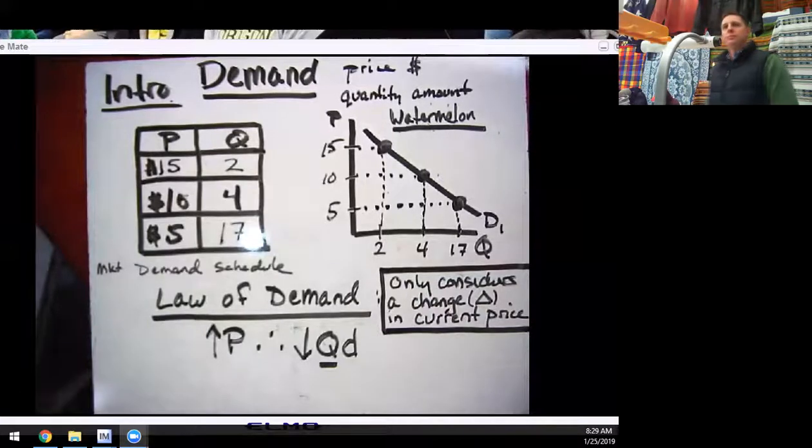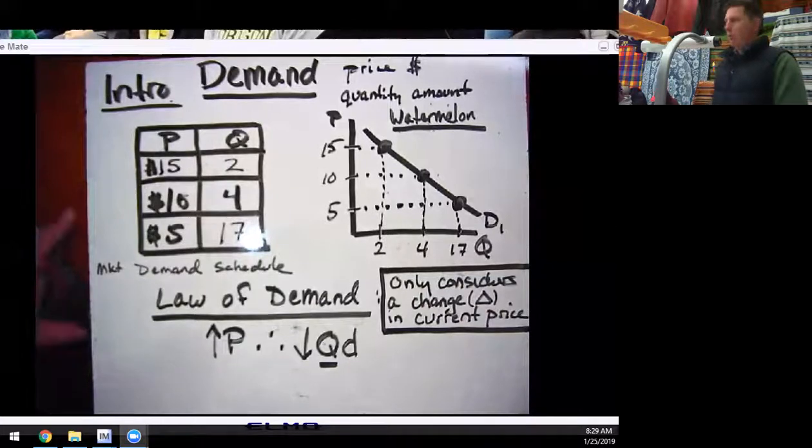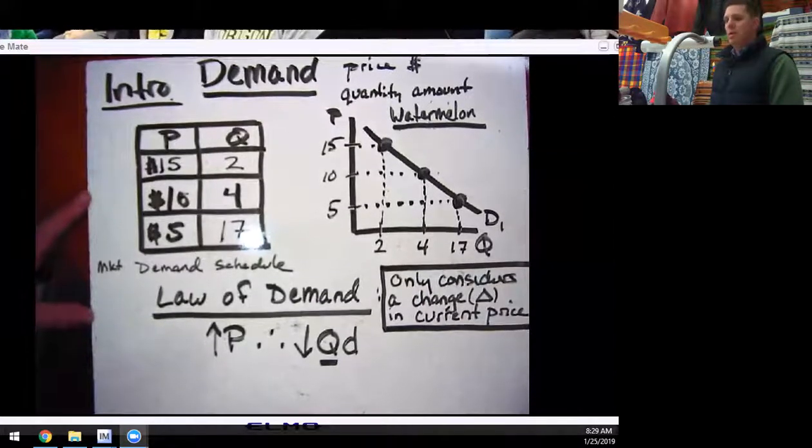Okay. Only considers a change in current price. And we could write it the other way as well. We'll do that in a second.